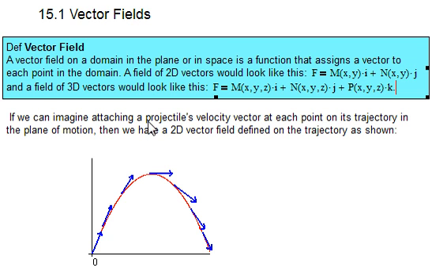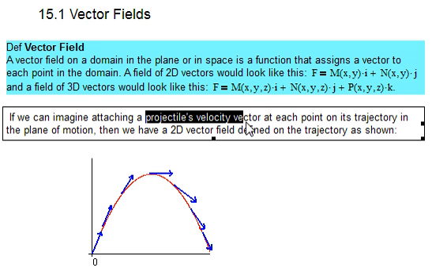One, if we could imagine attaching a projectile's velocity vector at each point in its trajectory in the plane of motion, then we have a 2D vector field defined on the trajectory as shown. This isn't a perfect picture, but imagine this is the velocity vector. It's a little faster at the bottom. As it gets closer to the top, the vectors would be getting a little shorter. That means it's slowing down a little bit, and as we come back down again, it gets faster again towards the bottom. This picture might not be perfect, but I think it does illustrate that at every point in the projectile's path, there's a vector that would represent its velocity at that particular instant.